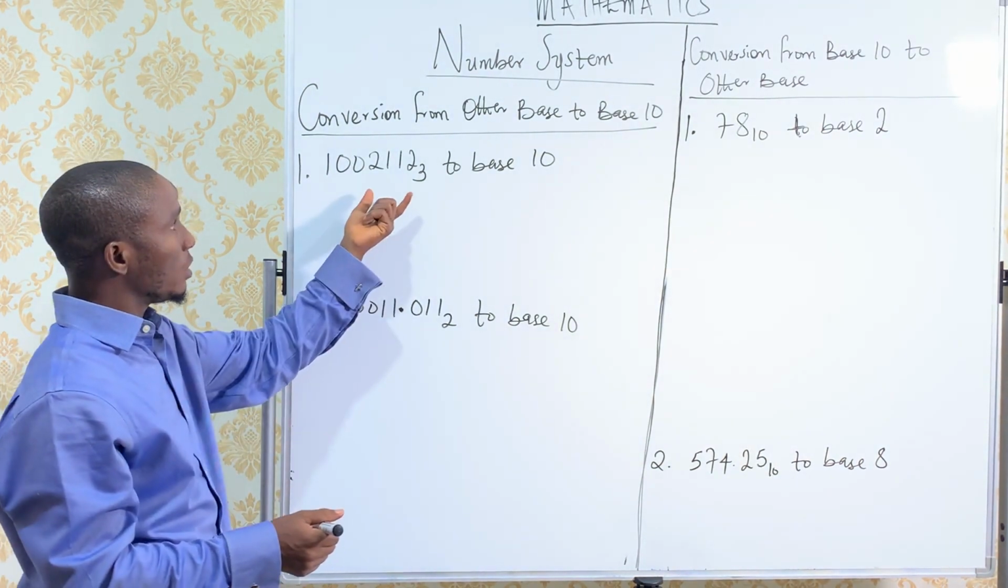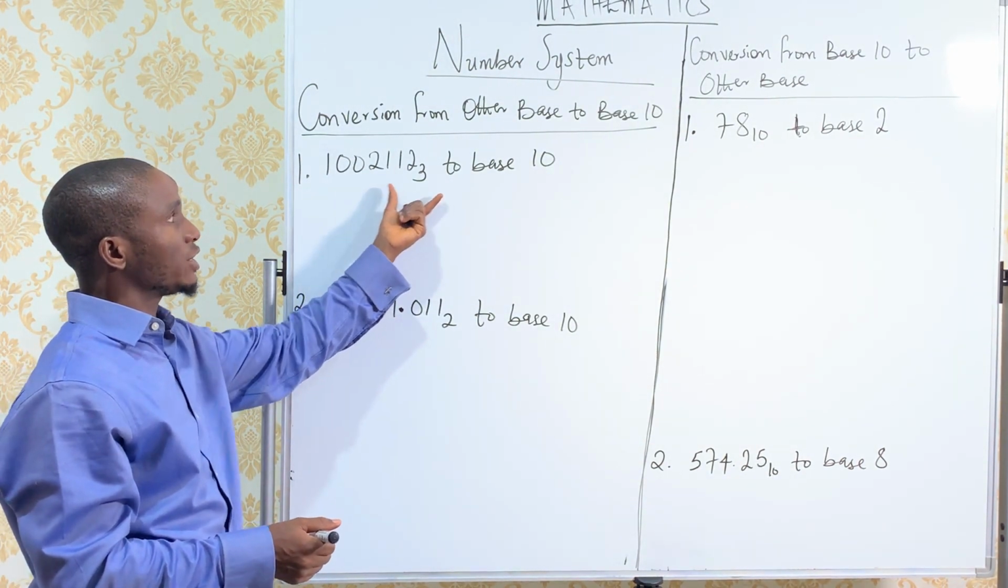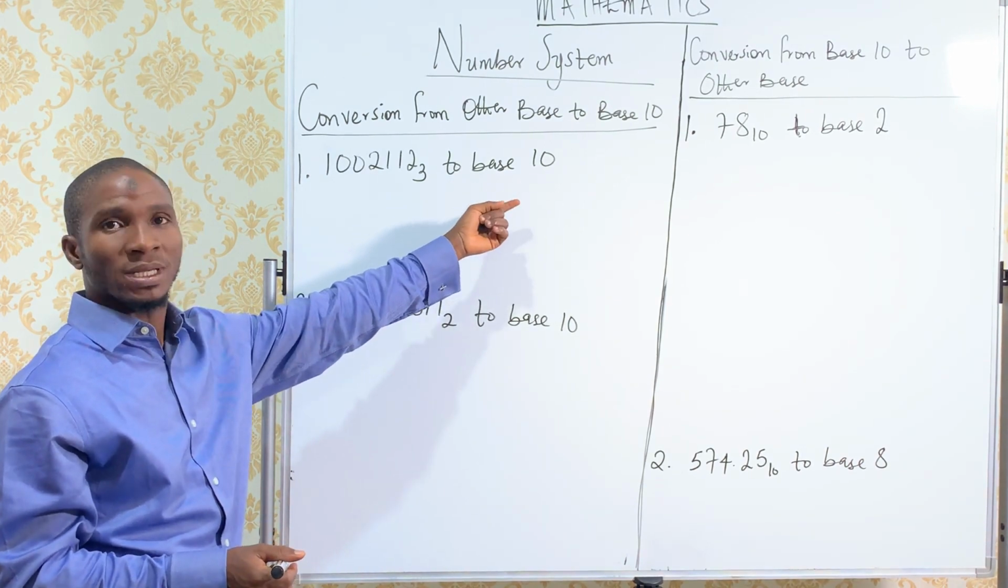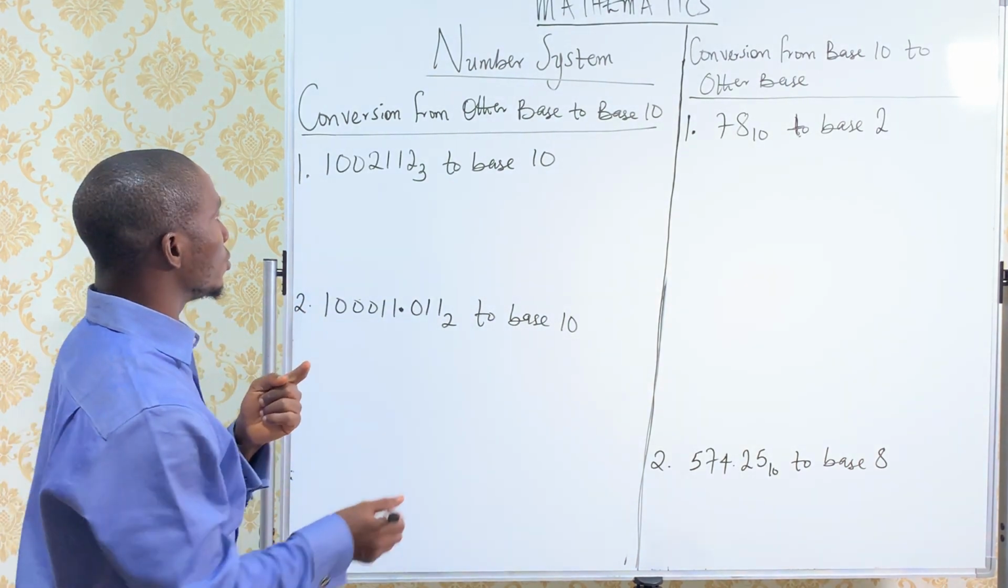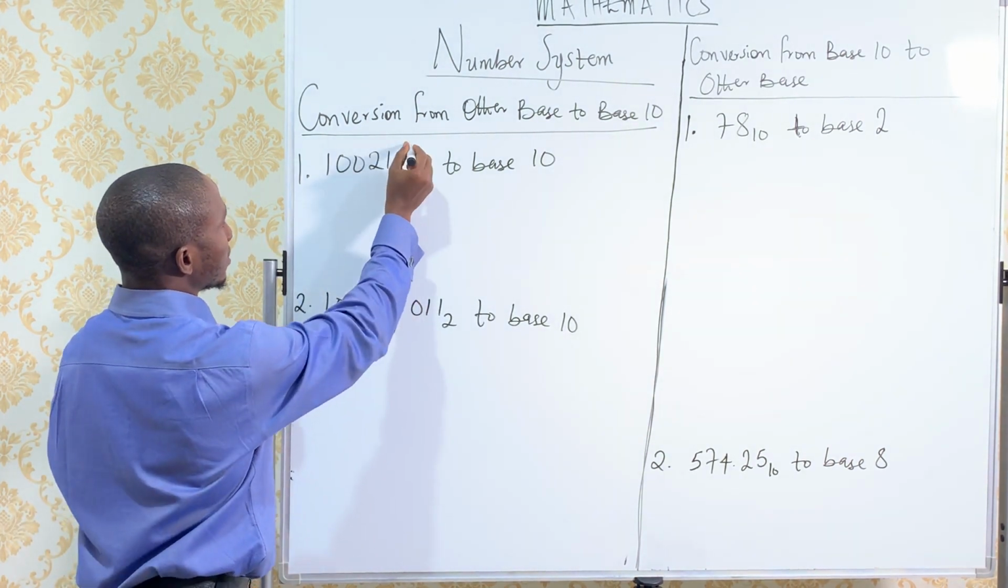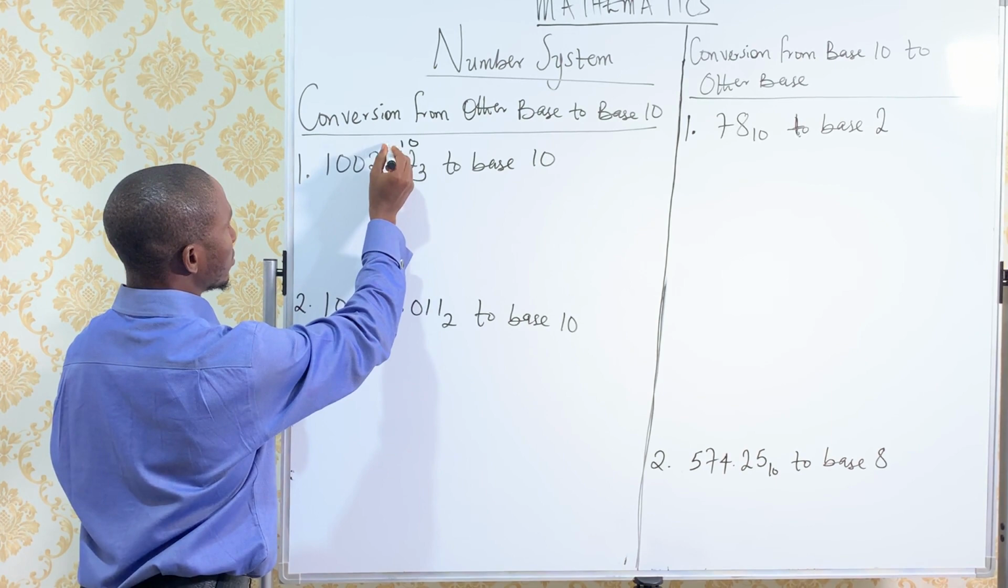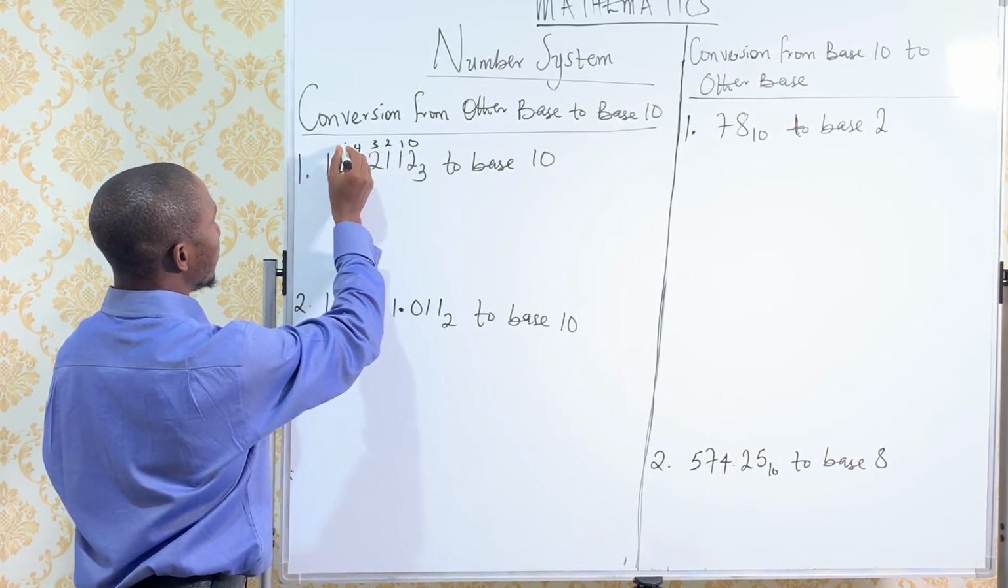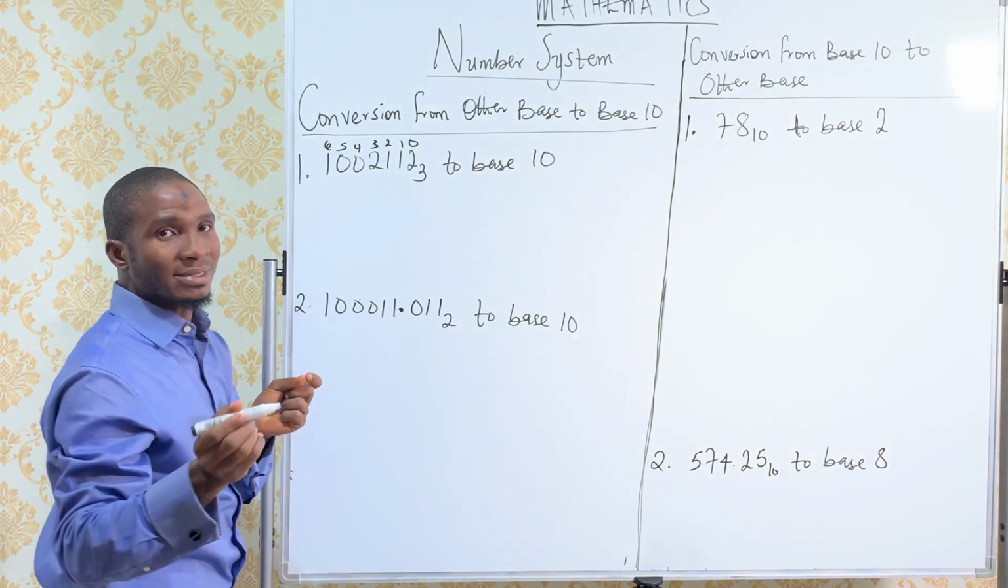Now we have this. This is an expression in base 3 and we want to convert it to base 10. The first thing we need to do is to attach different numbers to these listed digits, starting from 0, 1, 2, 3, 4, 5, and 6. Now we start this way.